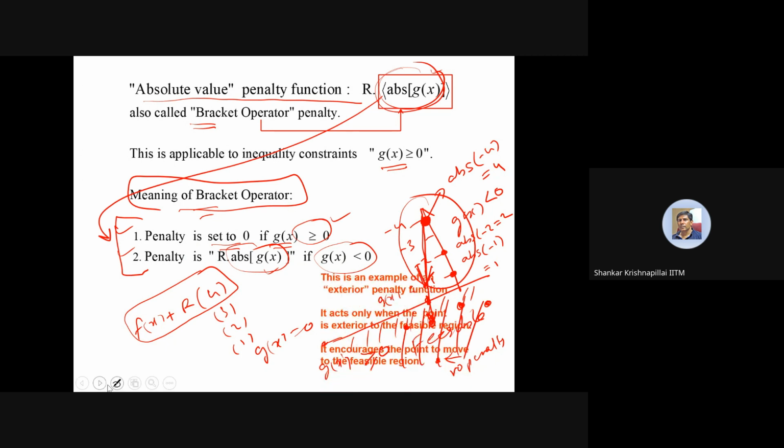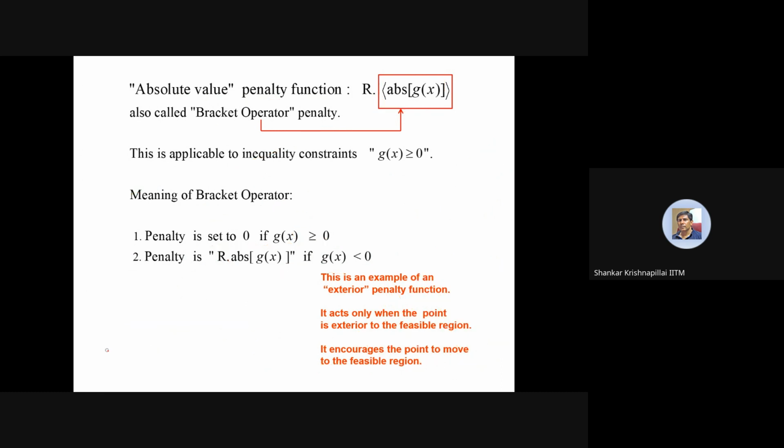Then another important thing is that this is an example of the exterior type of penalty function. So it acts only when the point is out of the feasible region, exterior to the feasible region. So it encourages the point to move towards the feasible region. Once the point enters the feasible region, it has absolutely no penalty.